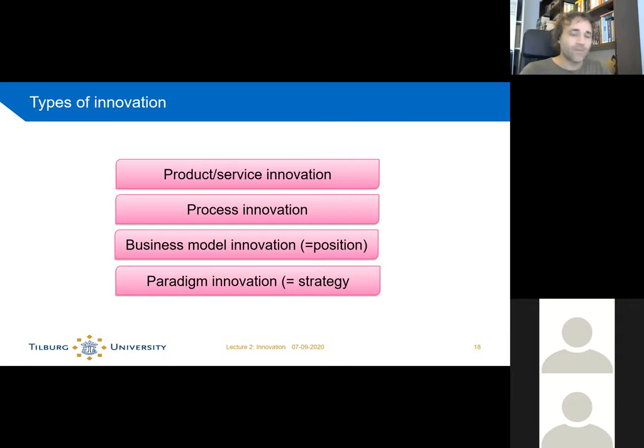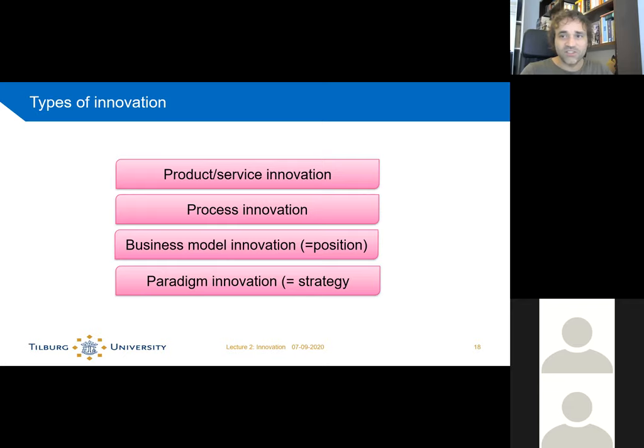The second type of innovation is process innovation. You can innovate your internal or external processes and organization. Think of those platforms where you can book hotels or Airbnbs. That's a service innovation, but also a process innovation, because they completely changed the process of booking hotels and everything accompanying it, all the financial structure, etc. I have some examples later.